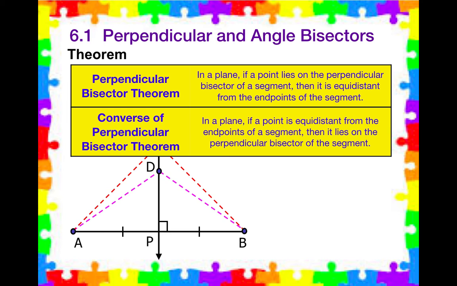And the converse says that if a point is equidistant from both endpoints of a segment, then it lies on the perpendicular bisector. So it's on the perpendicular bisector of that segment. So both theorems are true.